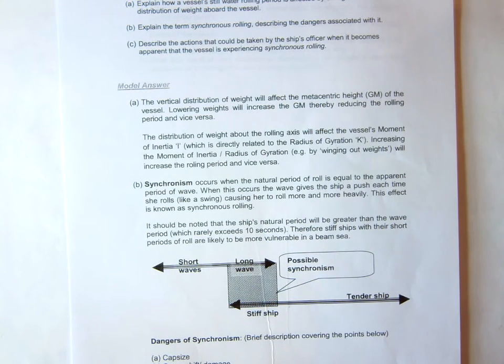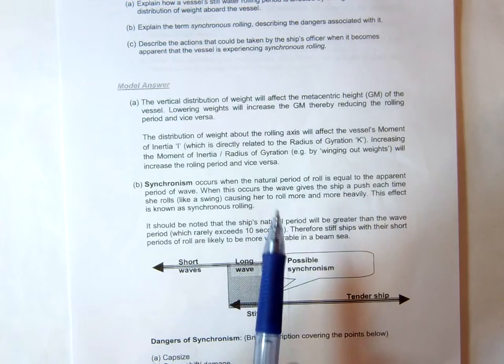What happens there with the inertia that's created as the weights are winged out is that the vessel will roll over until the inertia is the same as it is for the centre of the vessel, and therefore will bring the vessel back. So the distance of the weights from the centre of the vessel has a bearing on the inertia. So that's how you would explain that.